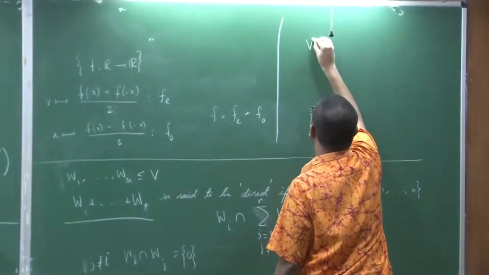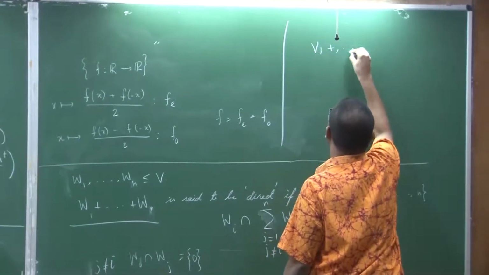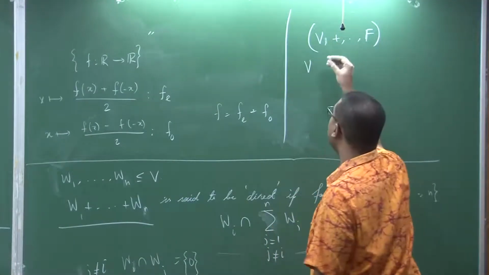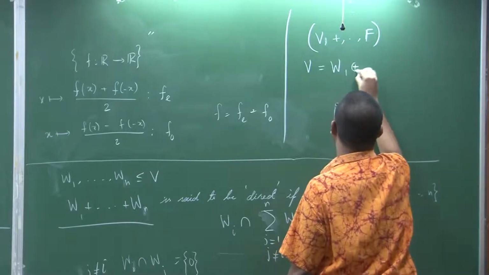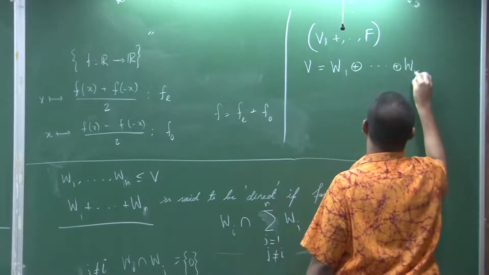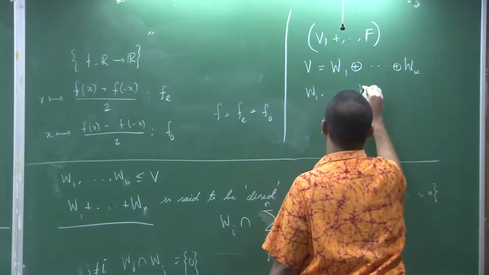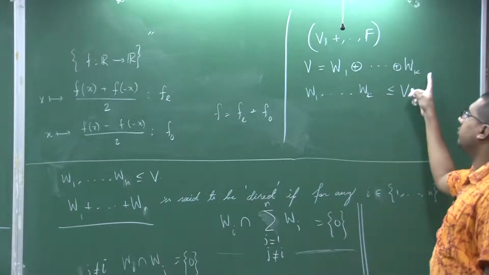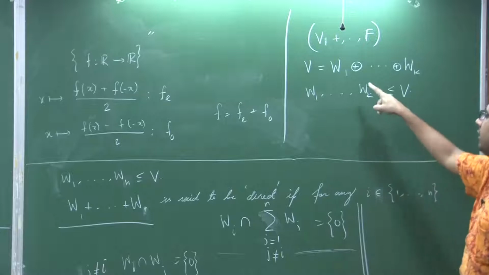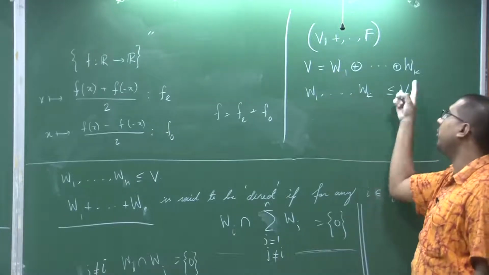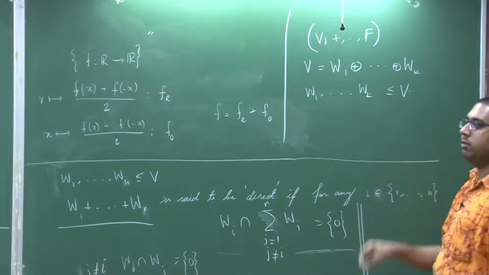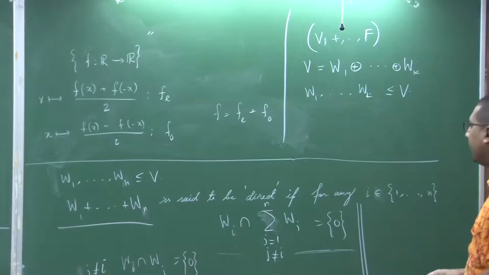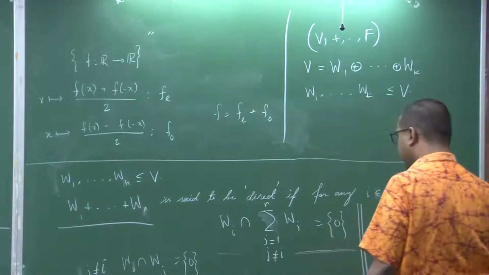Suppose a vector space V, not necessarily finite dimensional, turns out to be the direct sum of a collection of subspaces. Suppose I have subspaces W1 up to Wk such that their sum is direct and the sum equals V. In that case, as I said, I will use this notation. If this happens, then we will have an equivalent description for that.